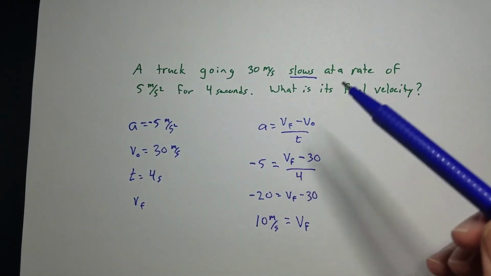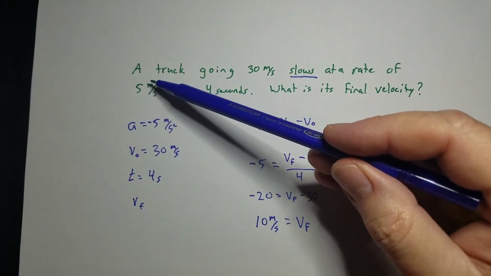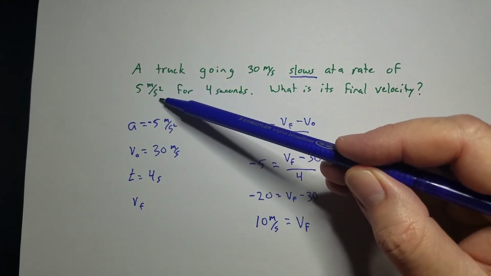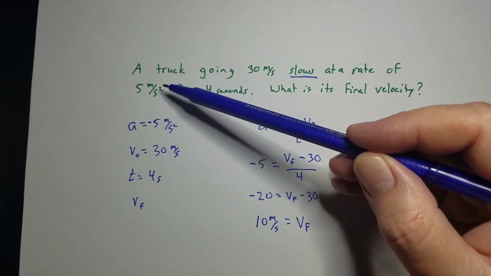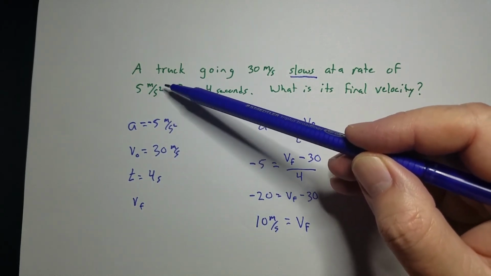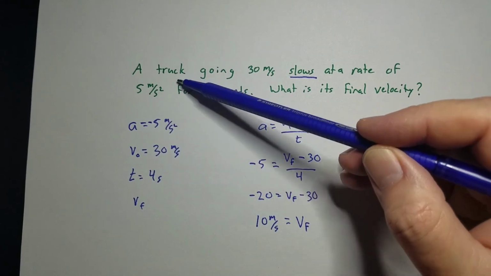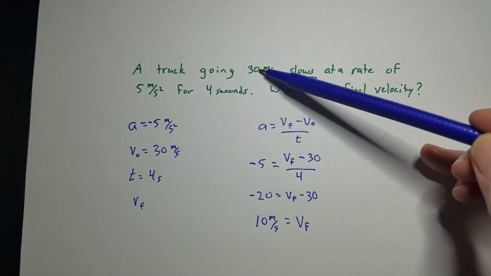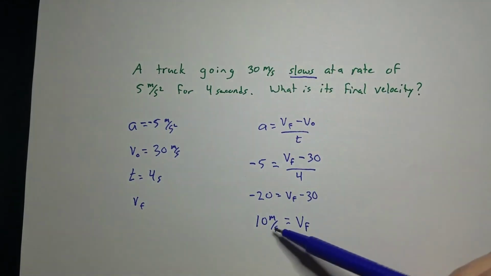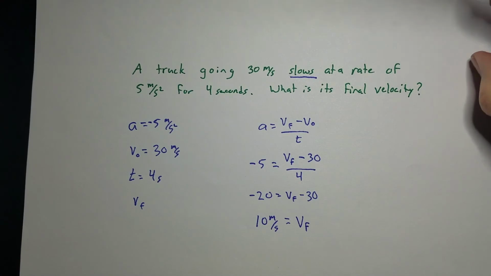Now if we think about it, it makes sense. If you're losing 5 meters per second every second that goes by for 4 seconds, that means after 1 second you lost 5, 2 seconds you lost 10, 3 seconds you lost 15, 4 seconds you've lost 20 meters per second. Well, if you start off with 30 and you lost 20 meters per second, you should be down to 10. So that's a way that you can think about it and check your answer.